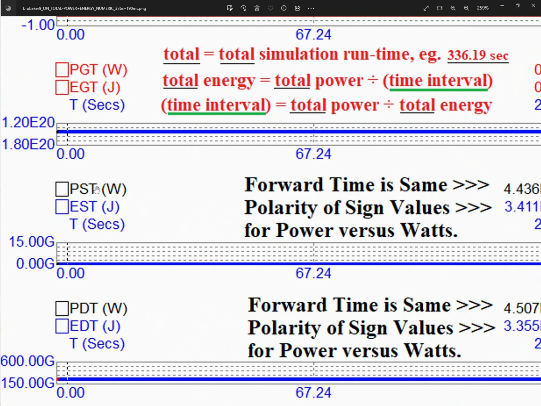PST is the storage, PDT is the dissipation of power, and E is for energy. The simulator is assuming that the total quantity of power stored in the circuit is the watts, while the total quantity of energy stored in the circuit is joules, versus the total quantity of power that's dissipated.